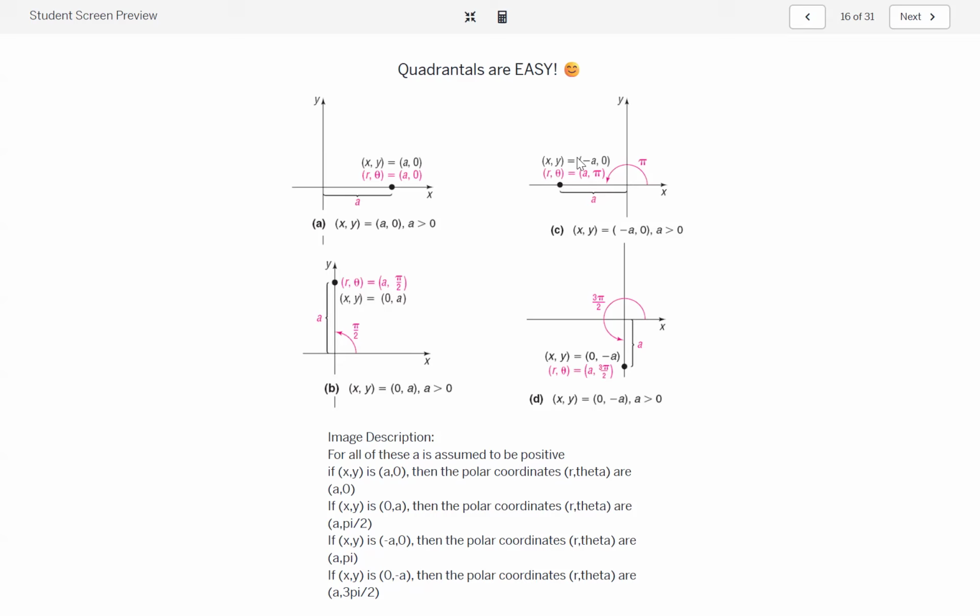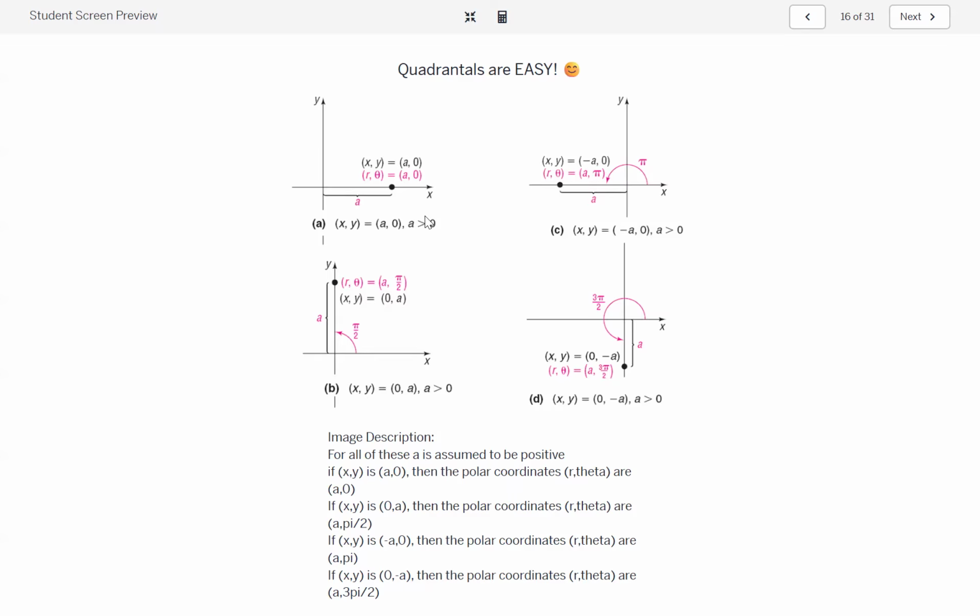So here on C, our xy point is negative a, 0. So that means we are left from the origin. So that angle position on the unit circle for straight left is pi, and then the distance we moved left is the absolute value of our x coordinate.